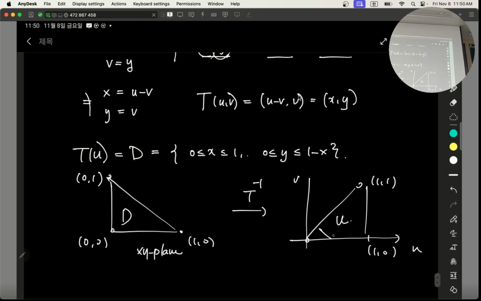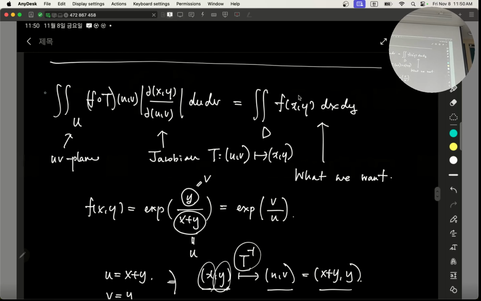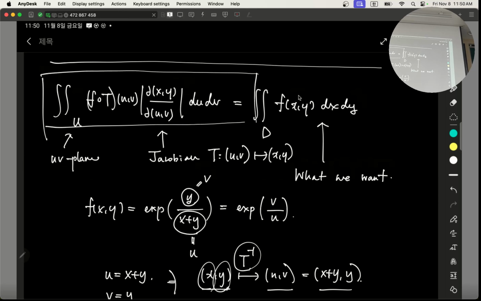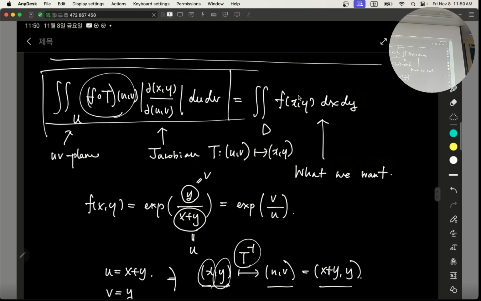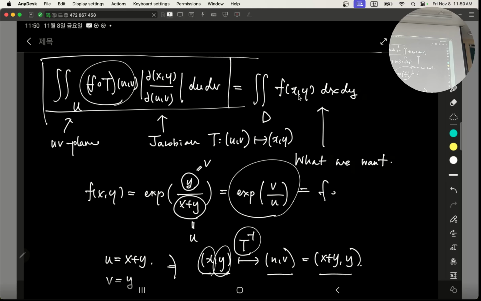So this is the integrating domain for the new integration after I apply the integration by substitution. Okay, so let's go back to our formula here. I want to rewrite this. What is this part? Simply substituting x and y by u, v. So we already did. This is your f composite t in terms of u, v. So we're going to use this, and we already have U.